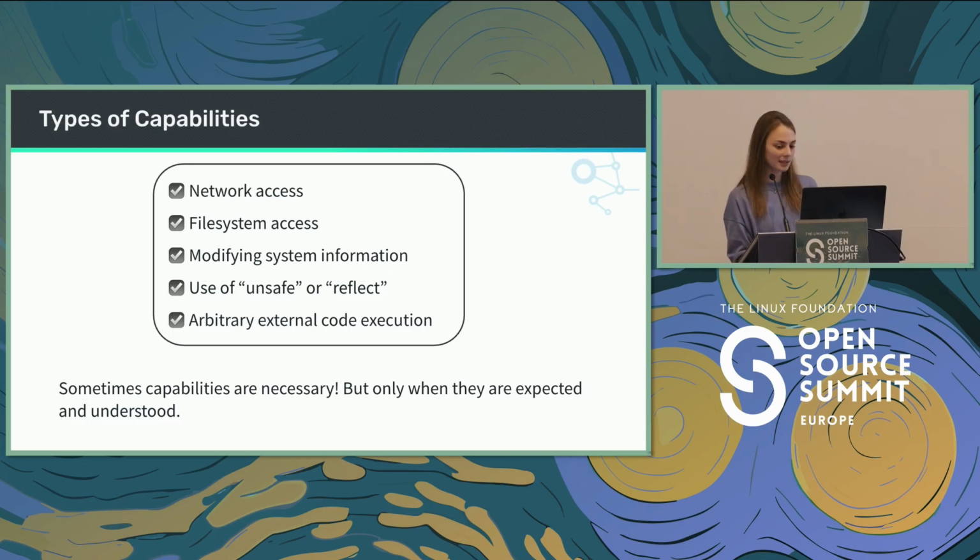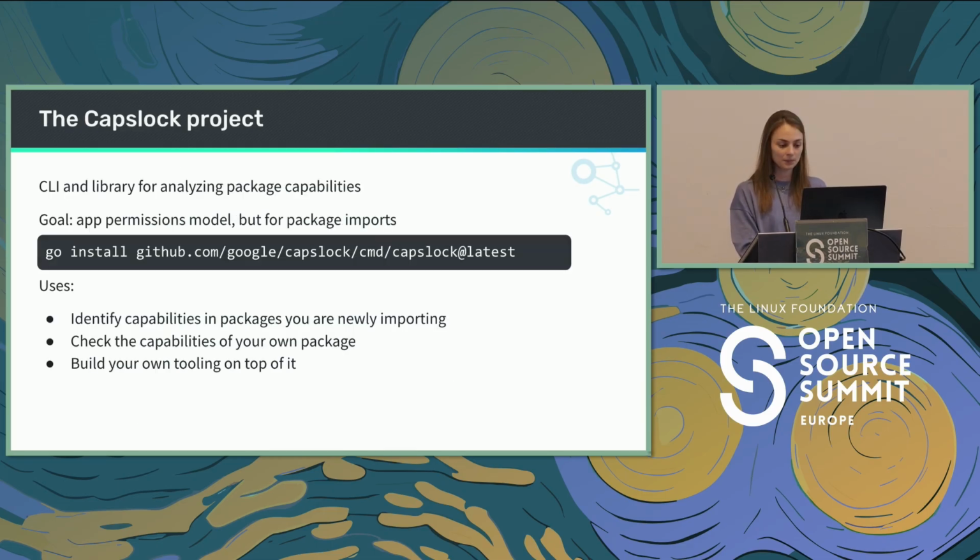Obviously, capabilities are sometimes necessary. There are many legitimate reasons for a piece of software to access the network or file system. But these capabilities should only be happening when we expect and understand them. If I'm depending on a maths library to get a square root function, I don't want it to be also reading my file system. Thinking in terms of these capabilities increases the visibility and transparency of how my software and its dependencies behave, which makes it easier to detect possible issues and to pick well-scoped dependencies that don't use more privileges than expected. This is where the Capslock tool comes in.